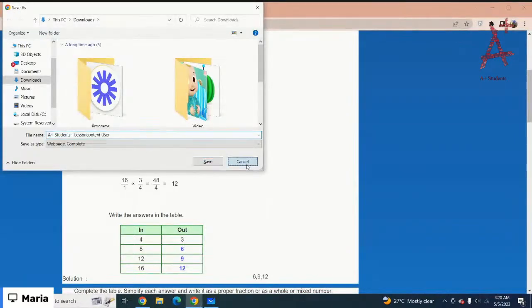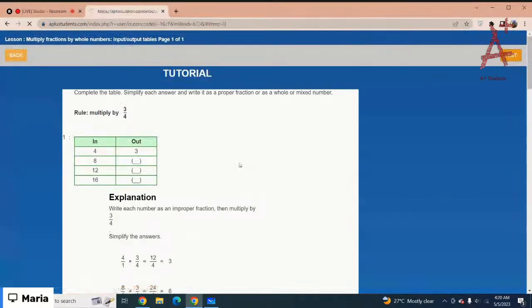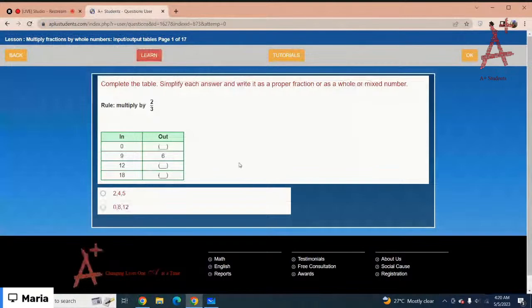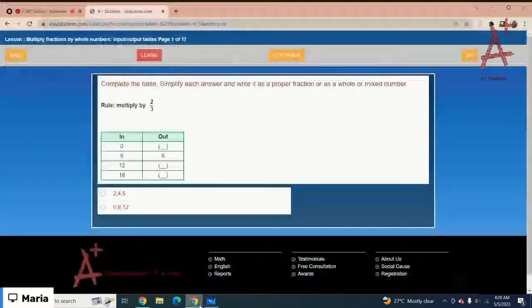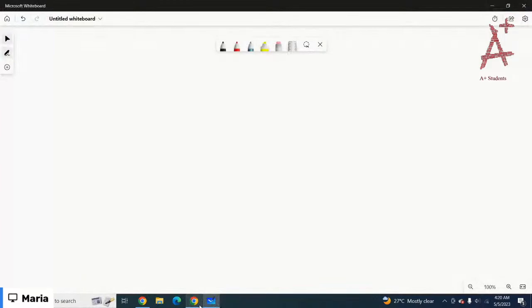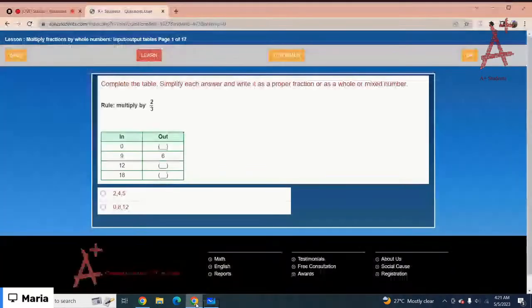Let's start with the practice questions. Complete the table, simplify each answer and write it as a proper fraction or as a whole or mixed number. So we have to multiply by 2 over 3. Got it? The input values are 0, 9, 12 and 18. You have to multiply each value by 2 over 3 because that is the rule.